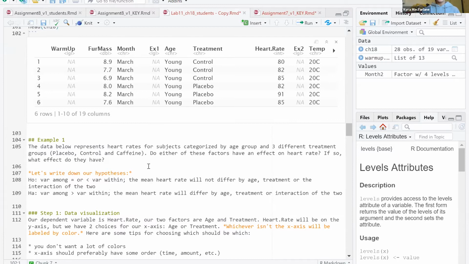So does age affect heart rate? Does caffeine level or caffeine treatment affect heart rate? Is there an interaction between the two? Remember, that's the other question that we're asking.